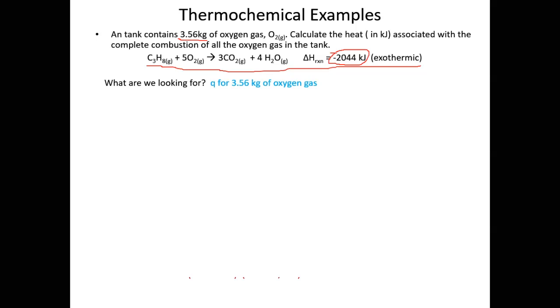It's given us the amount of oxygen gas, 3.56 kilograms, and it's given us the delta H, negative 2,044 kilojoules. And we know that for every 5 moles of O2, we produce 2,044 kilojoules of heat.